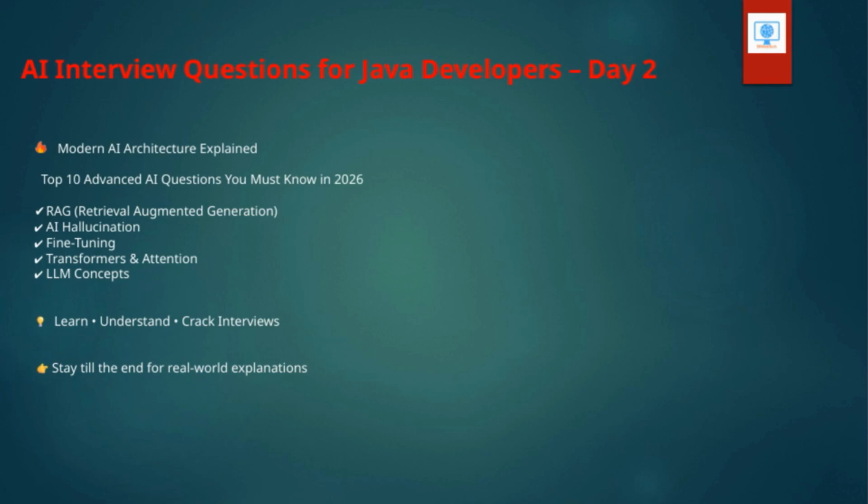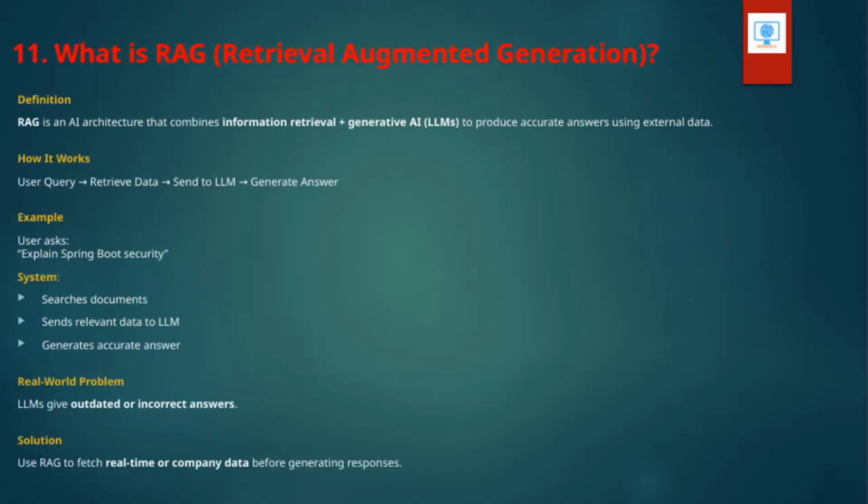This is AI Interview Questions for Java Developers, Day 2. Let's get started. Let's start by understanding what RAG is. RAG stands for Retrieval-Augmented Generation, and it's an innovative AI architecture that combines two powerful components: information retrieval and generative AI, specifically large language models. The idea here is to produce more accurate and relevant answers by leveraging external data sources.